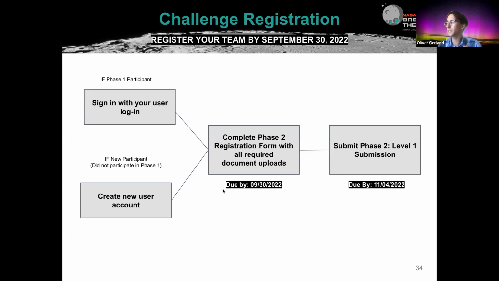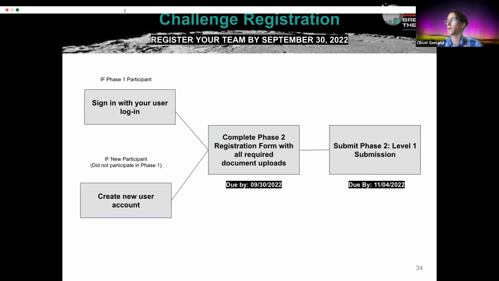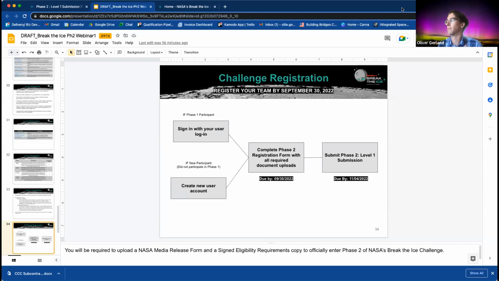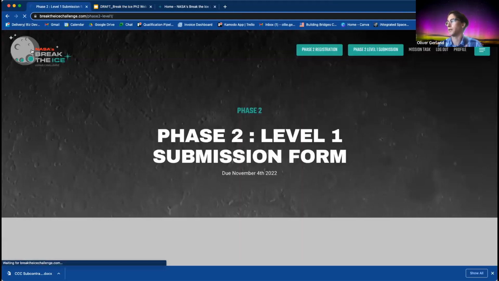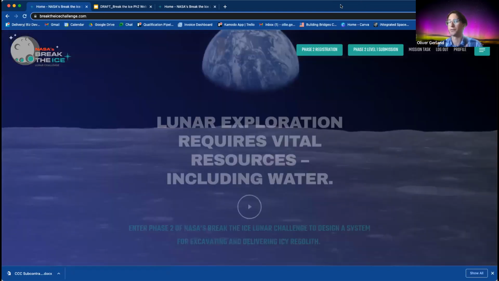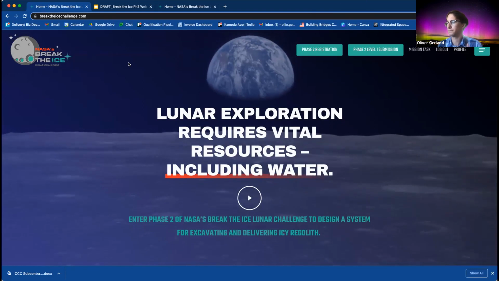We do have due dates associated with both the completion of the team registration form and the phase 2 level 1 submission. You can see those due dates right here. And with that, I will do a quick demo of the website. So I'm first just going to jump to our homepage. Can you guys confirm that you see my screen right now?